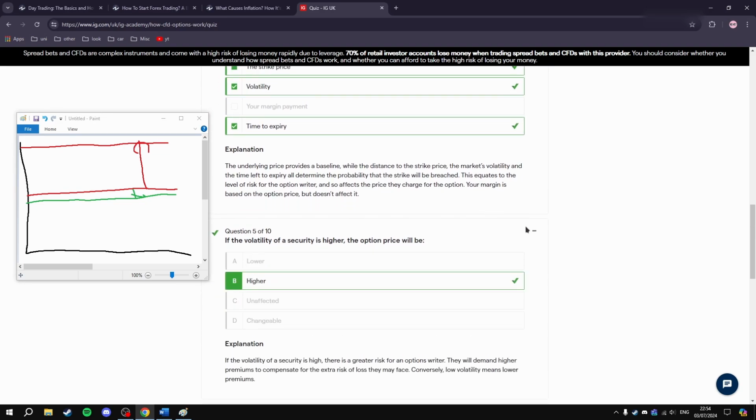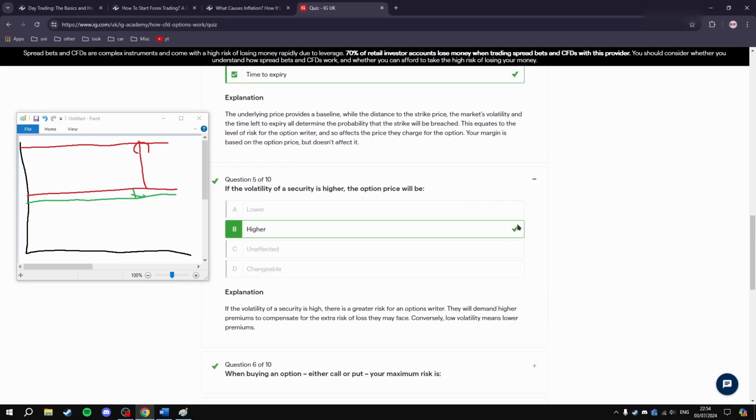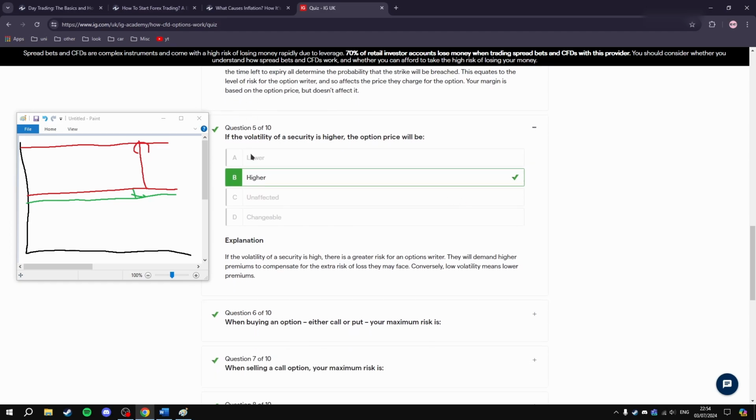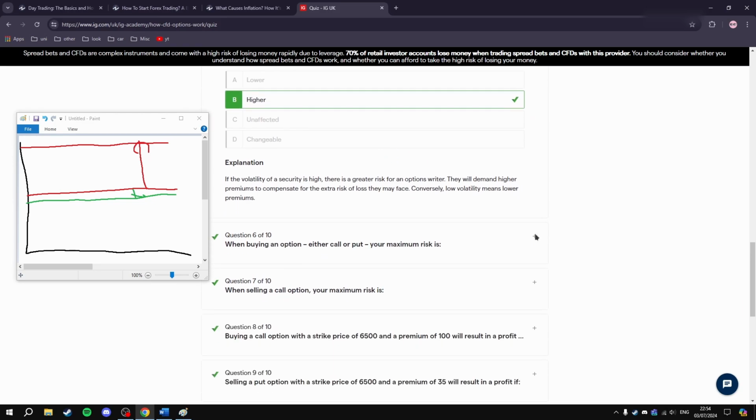So if volatility of a security is higher, the option price will be higher. If the volatility of a security is high, there is a greater risk for an options writer. They will demand higher premiums to compensate for the extra risk of loss they may face. Conversely, low volatility means lower premiums.